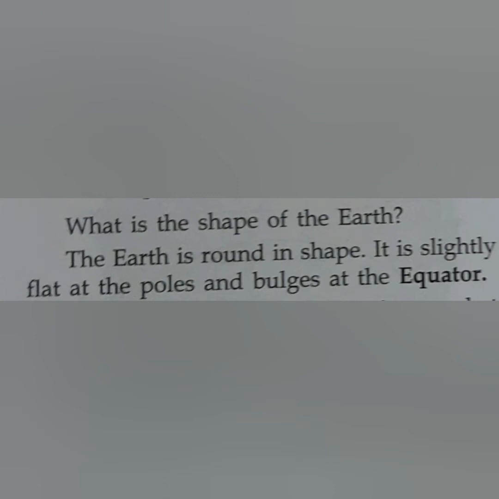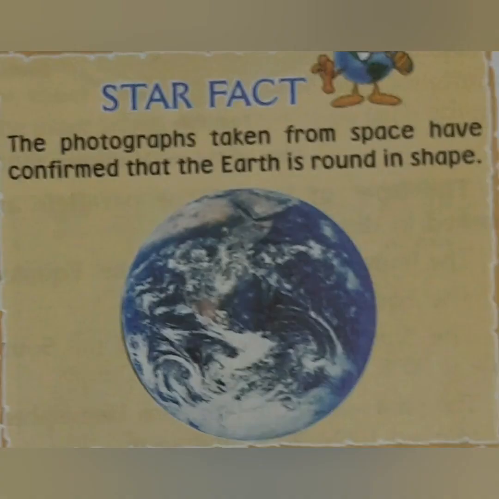Students, the Earth has two poles. The upper pole is known as the North Pole and the lower pole is known as the South Pole. And it is slightly flat at the poles, and it also bulges at the equator. Bulges means a round lump on the equator.